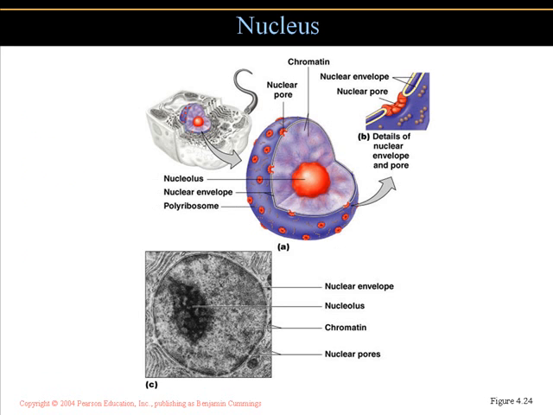This is an electron micrograph of the nucleus. You can also see the nucleolus. This illustration easily typifies the structure of the nucleus and the nucleolus.